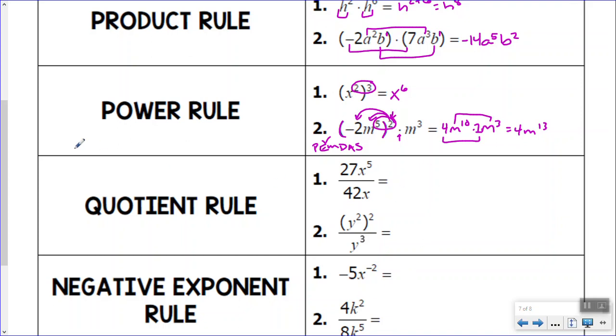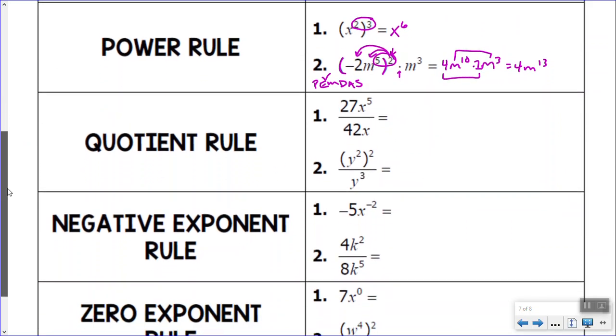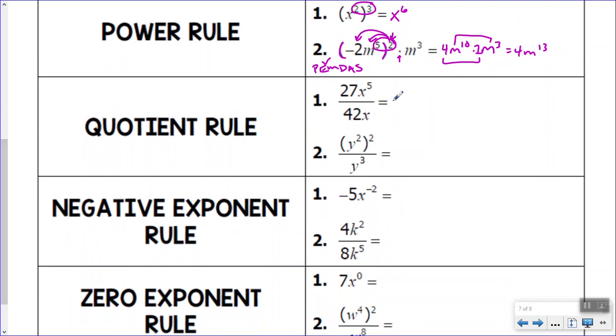Next, we move on to our quotient rule. Remember that when we use our quotient rule, that means that when we divide like bases, we subtract the exponents. If I have coefficients in both the numerator and the denominator, I'm going to treat that as its own fraction and simplify it. So I'm going to look for a common factor between 27 and 42, and I get that common factor of 3, which leaves me with 9 over 14.